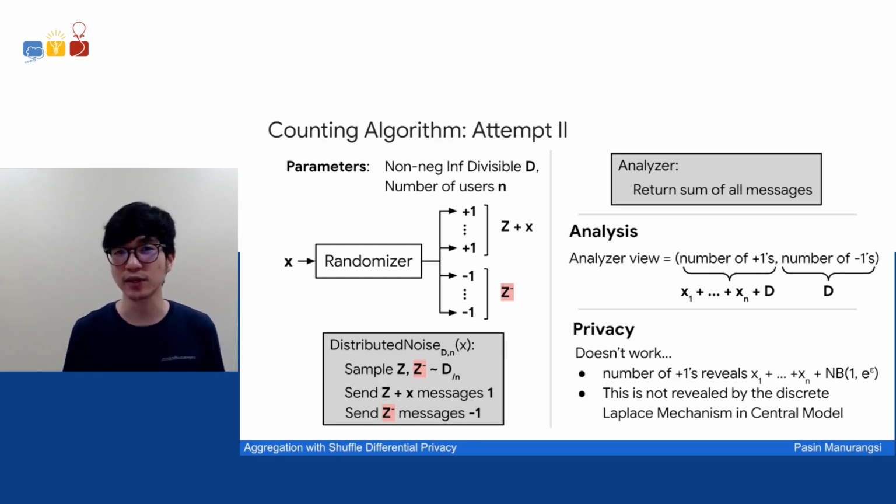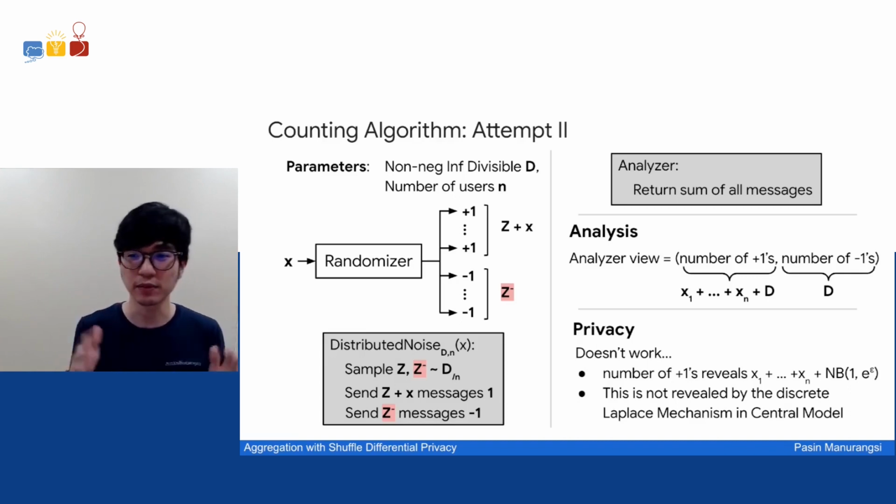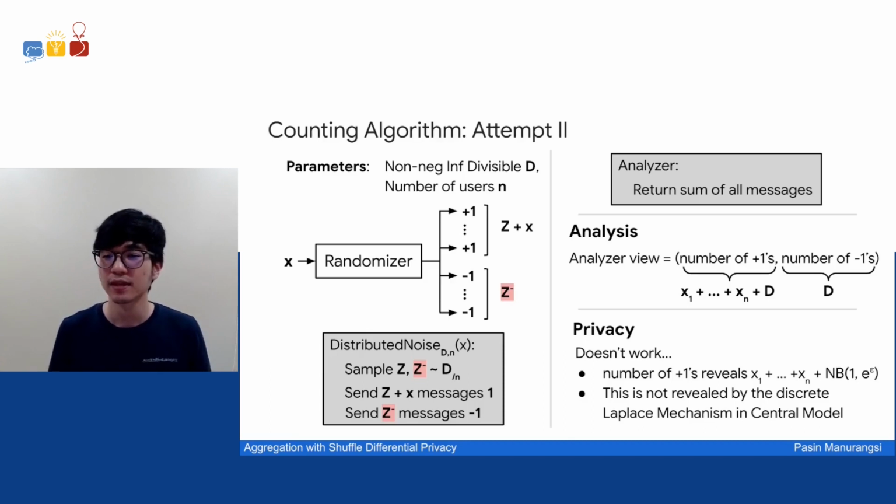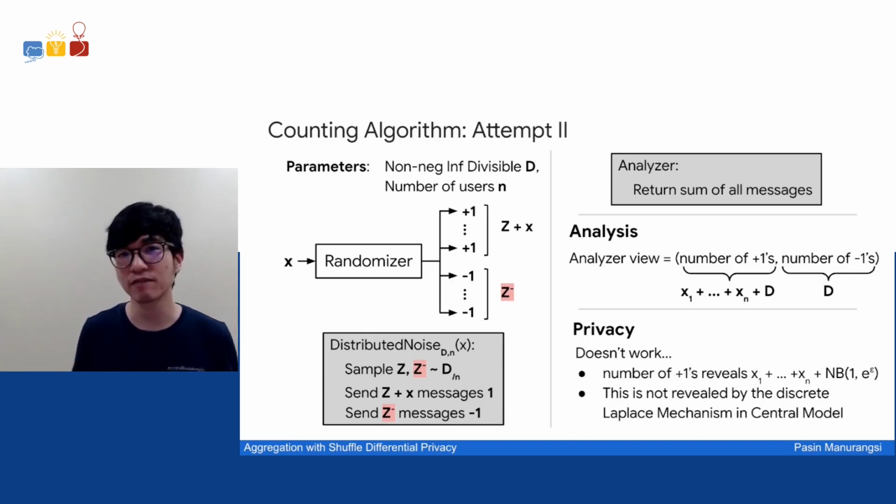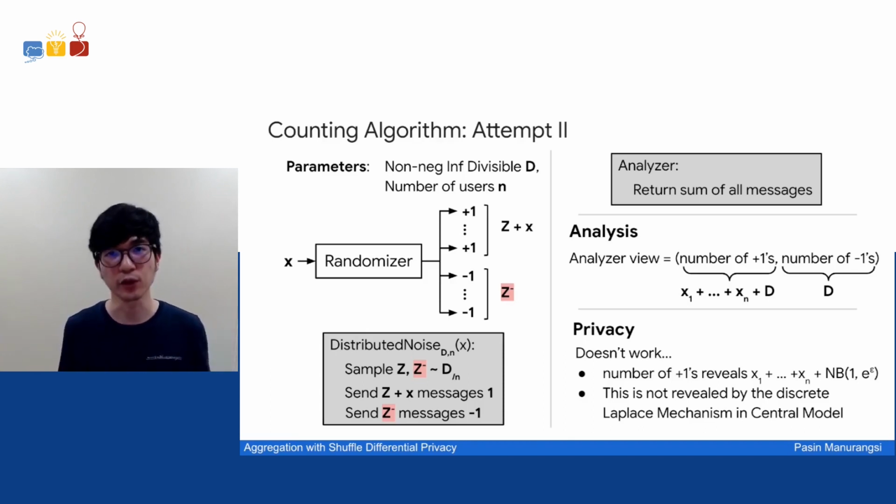You are selecting D so that D minus D is a discrete Laplace. So your D is kind of half of the noise, if you want to think about it that way. And this half of the noise is not enough to get the same privacy as the full noise that you get in the central model. So the privacy still doesn't work here, so it's still not enough, our second attempt here.